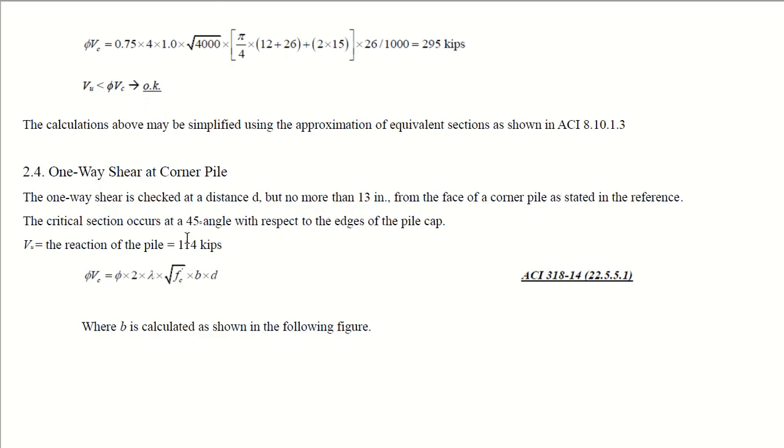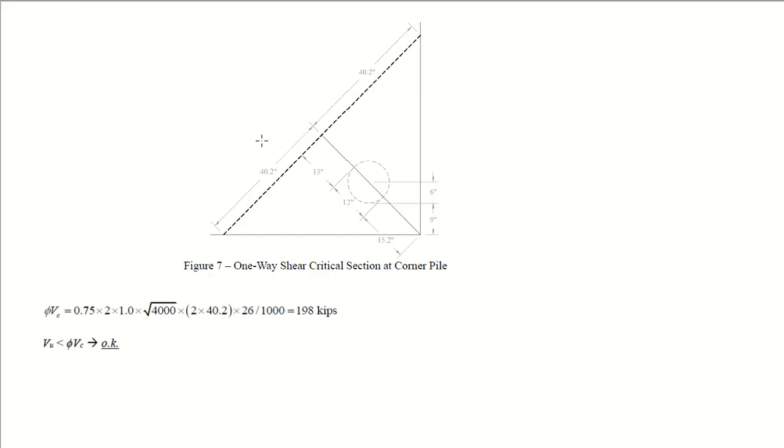Now coming to the one-way shear at corner pile. The one-way shear is checked at a distance d, but no more than 13 inches from the face of a corner pile, as stated in the reference. The critical section occurs at a 45 degree angle with respect to the edges of the pile cap, and Vu is the reaction of the pile, which is 114 kips. Calculating phi Vc by the ACI equation, where b is calculated as shown in the following figure.